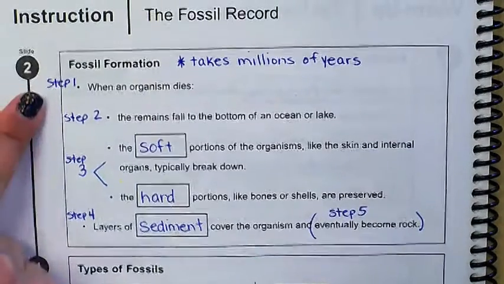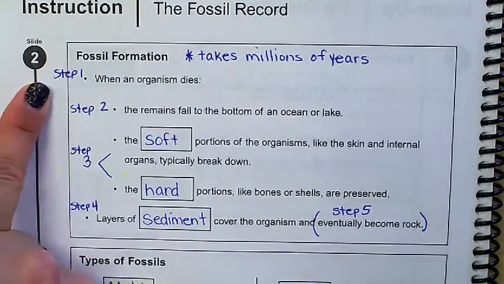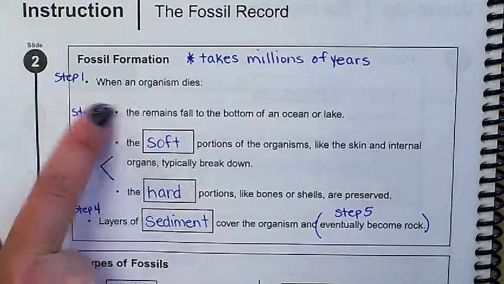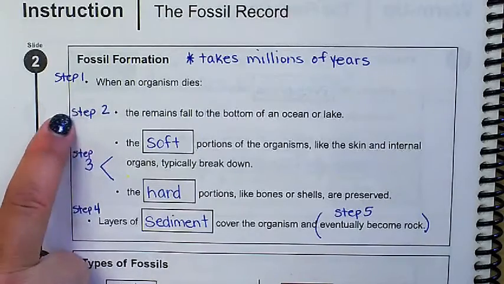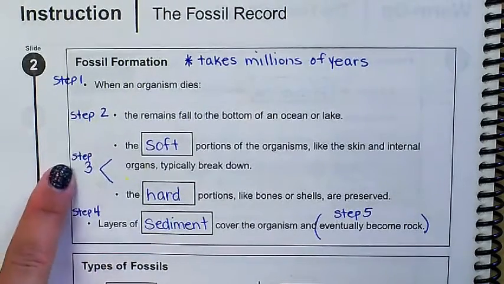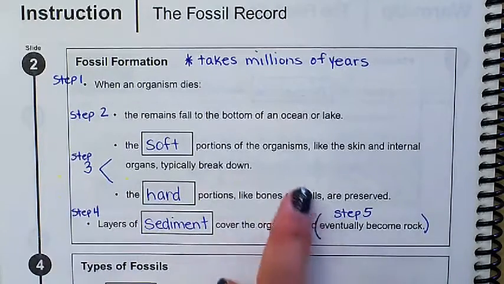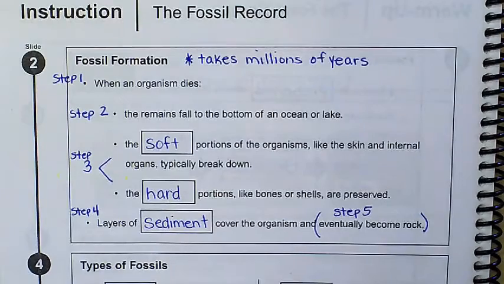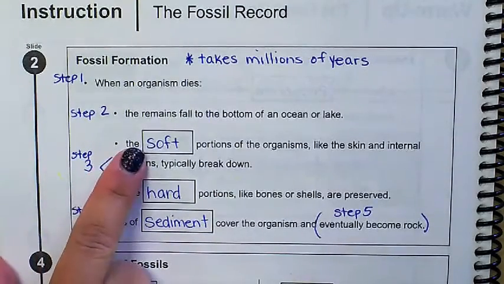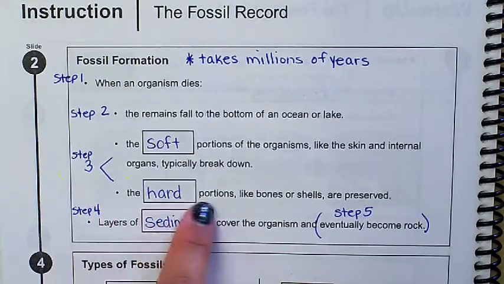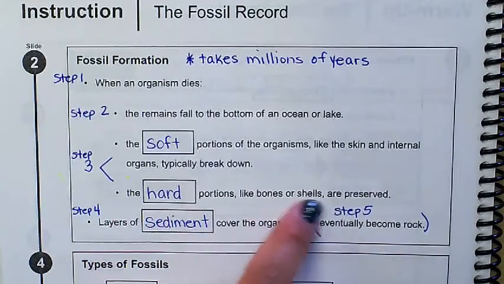So step one, the organism has to die. So fossils are dead organisms. Step two, the remains of that organism fall to the bottom of the ocean or a lake. So they need to be present in some form of ocean or lake. And then the soft parts of the organisms, like the skin and the internal organs, any of those soft parts, they typically break down. And so still part of step three, the hard portions like bones or shells are preserved.